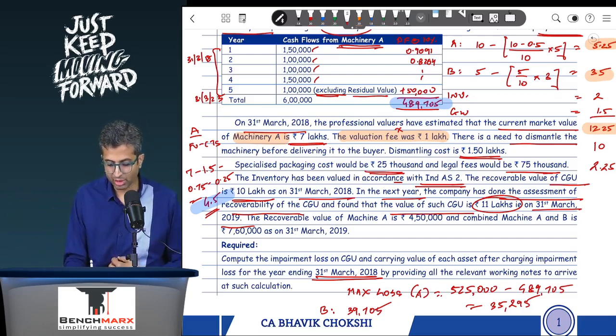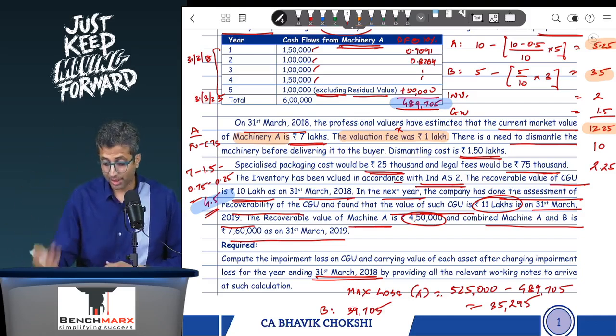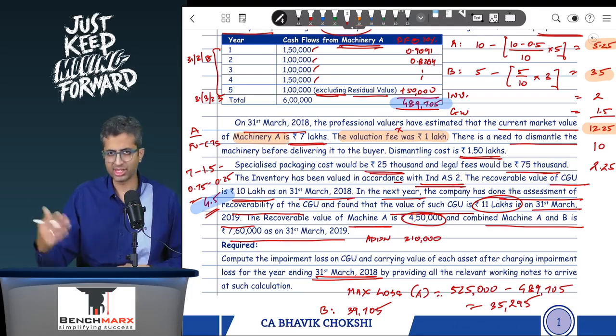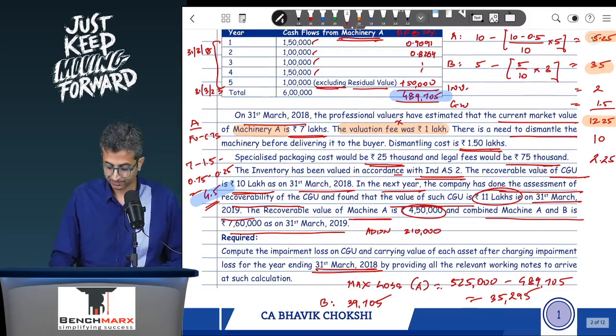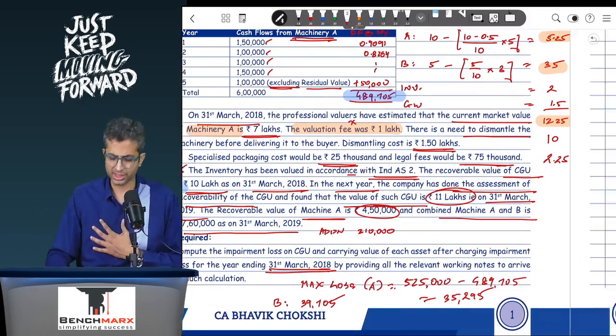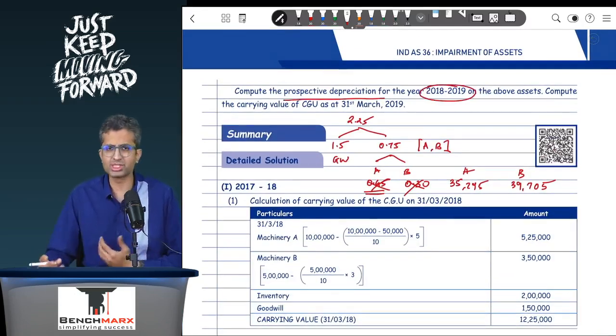The recoverable value of machinery A is 4,50,000 and the combined machinery A and B is 7,60,000. So if only machinery A is capable of giving me 4,50,000, machinery A and B is giving me 7,60,000. So the additional 3,10,000, that is 7,60,000 minus 4,50,000, can only be earned if I club machinery B along with A. You are required to compute the carrying value after impairment as on 31st March 18. We have discussed that. And second, the prospective depreciation for the year 18-19. Now this is very easy.